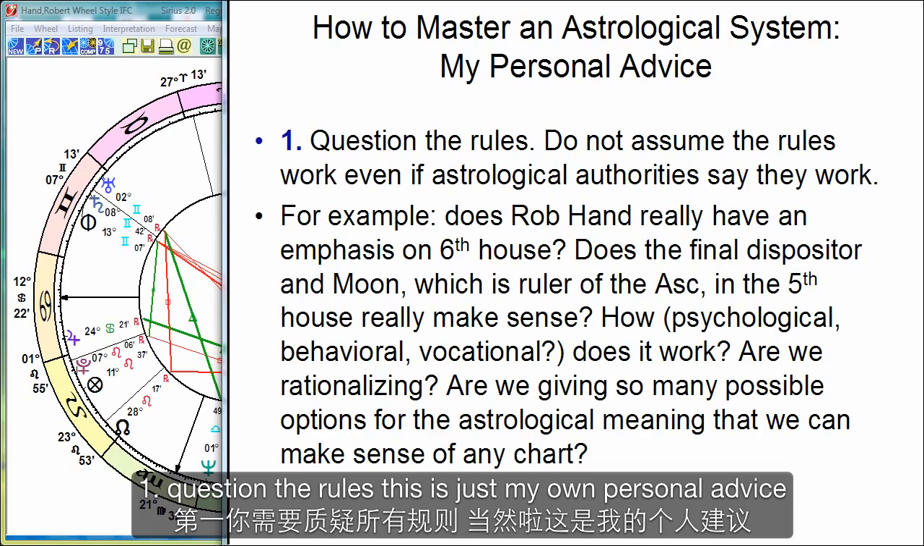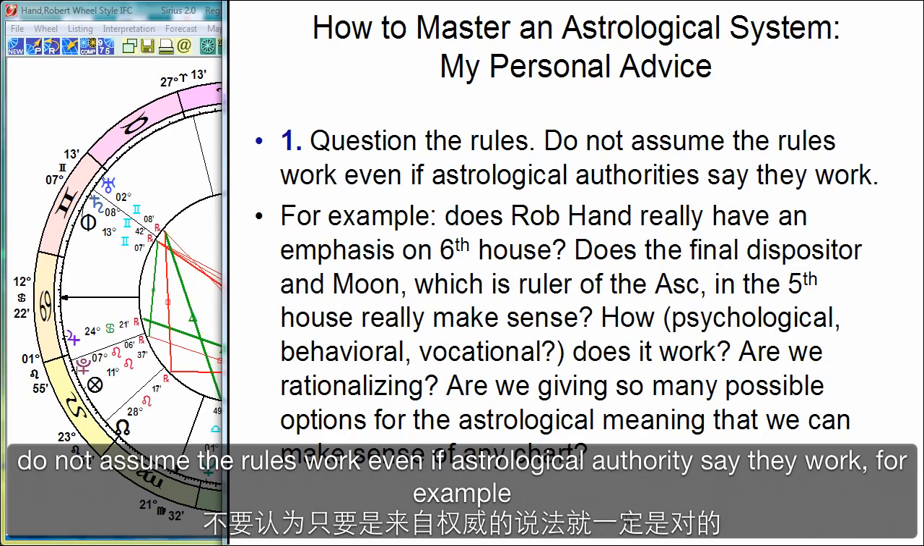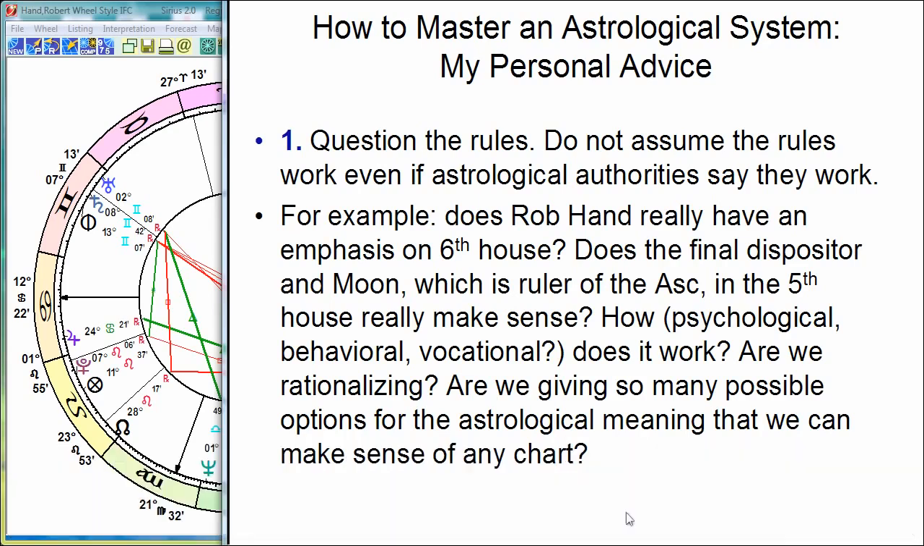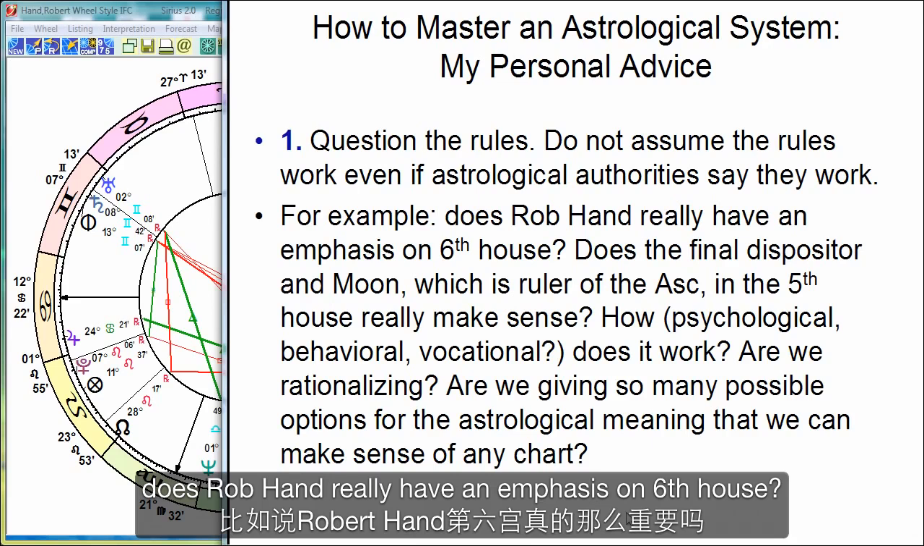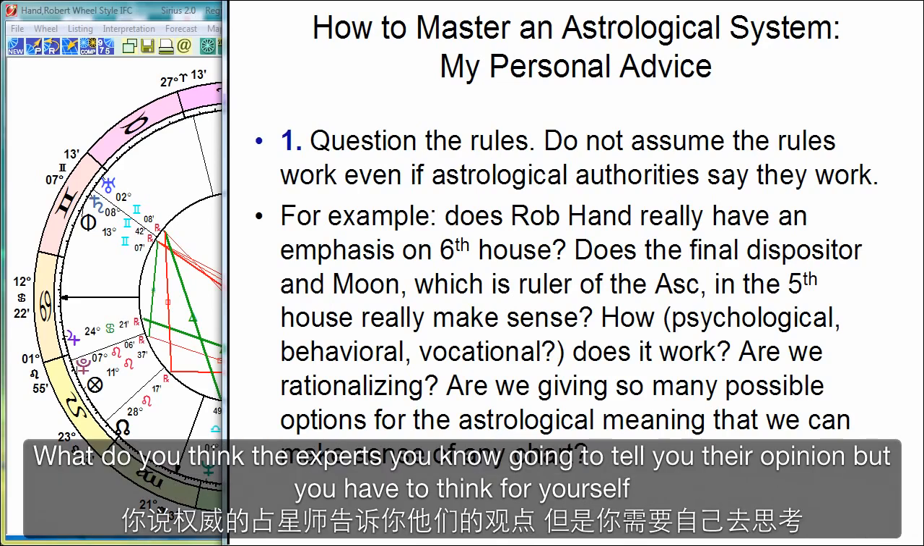Number 1, question the rules. This is just my own personal advice. Do not assume the rules work even if astrological authorities say they work. For example, does Rob Hand really have an emphasis on the 6th house? What do you think? The experts are going to tell you their opinion, but you have to think for yourself.